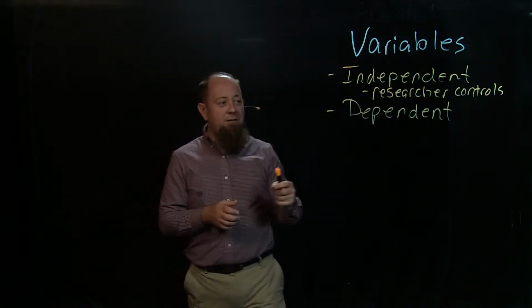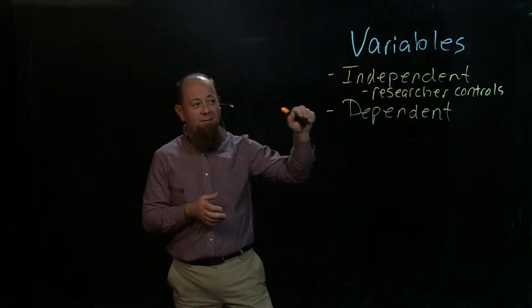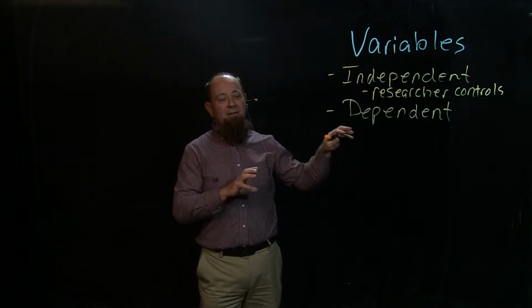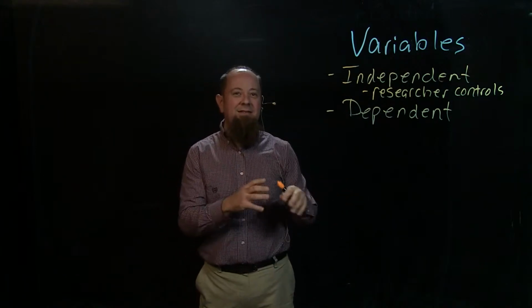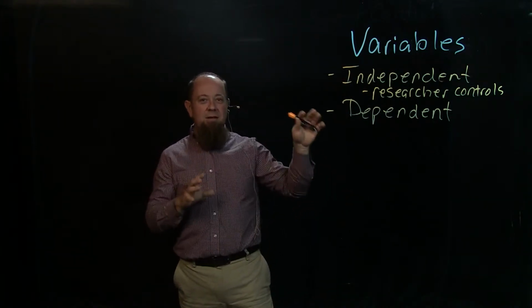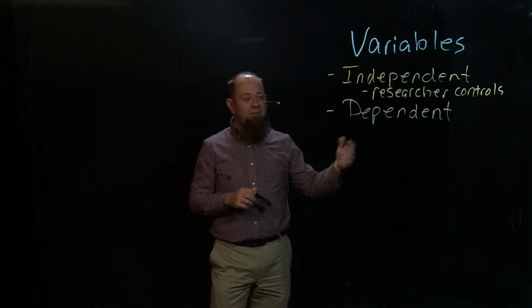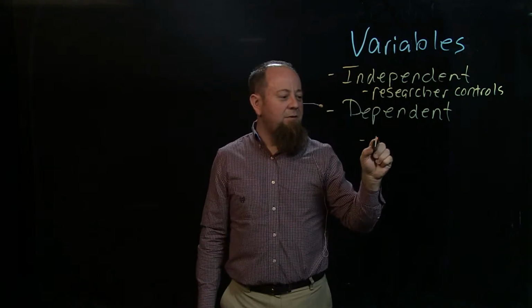If we're talking about an educational example, it could be the type of instruction that your students are receiving. It could be the type of curriculum that is developed. And so these are things that you introduce, or things that you implement in the study. The researcher manipulates this. You can change the levels on this independent variable a lot of times. The dependent variable, this is the measurement.